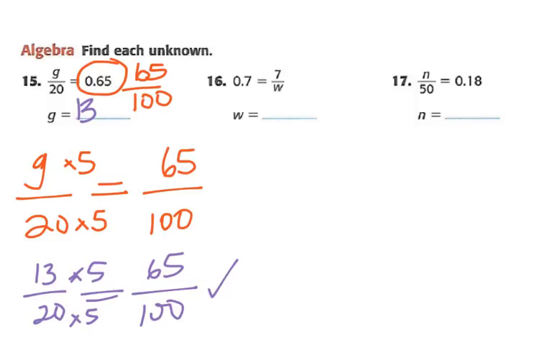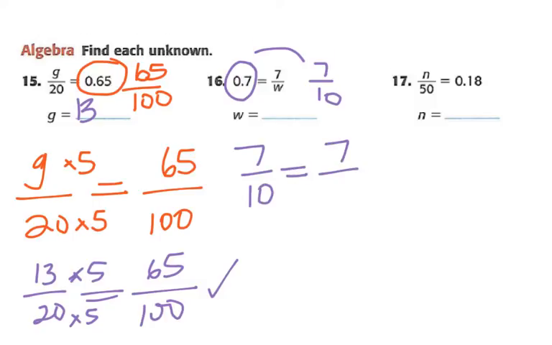Okay? So I'm going to take the 0.7, and I'm thinking of that as 7/10. Okay? So now 7/10 equals 7 over W. Well, 7/10 equals 7/10. So W has to just be a 10.